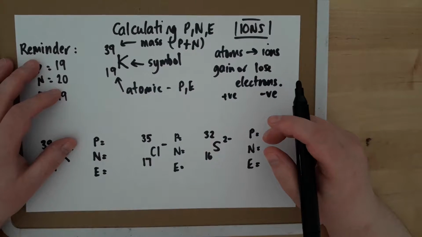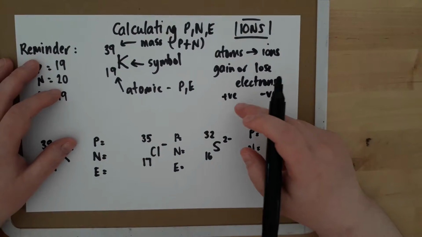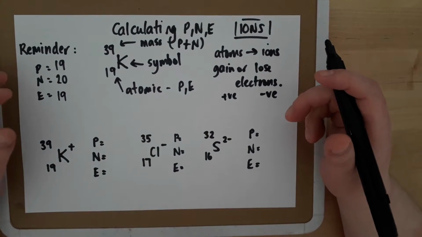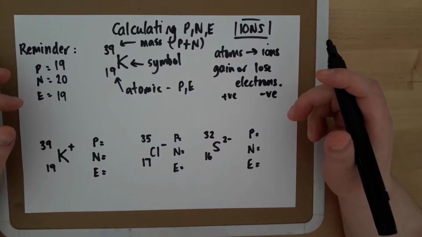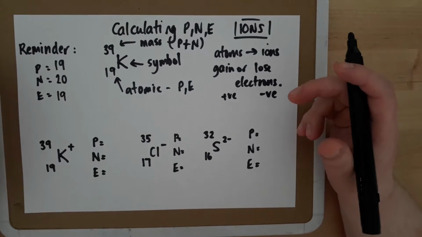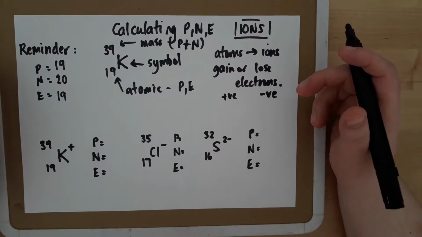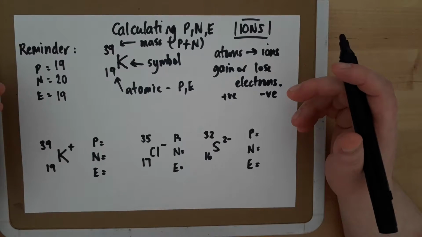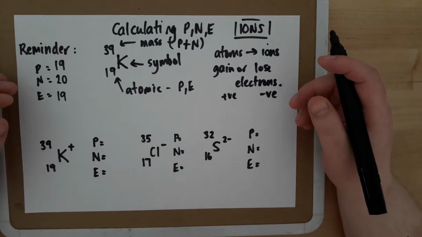If we lose an electron, that means we've got more positives, because atoms have the same number of protons and the same number of electrons. That's why they're called neutral. That's why they have no overall charge. They have the same number. However, if we start taking away or adding electrons, then we make it more positive or more negative.